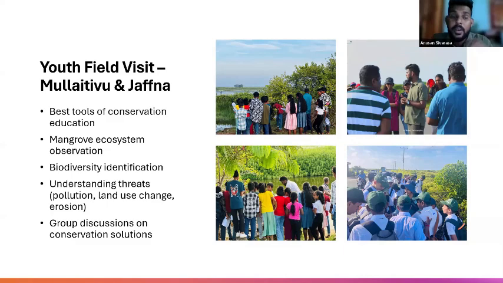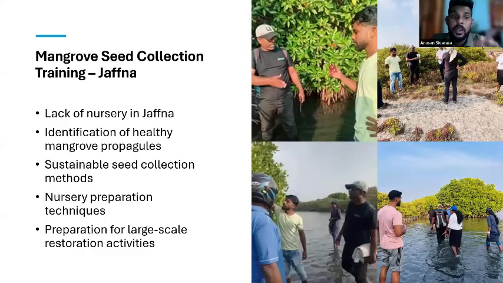Another activity is seed collection training, because at our restoration site there is no mangrove nursery, so we take mangrove seedlings from a little far away, from the Jaffna district. We observed that this is a lake community, so we could give the training to the community. If the community is willing to do restoration work like nursery production, they can do it, and it can be a livelihood improvement for them as well. During this training, we mostly focus on identifying healthy mangrove propagules, sustainable seed collection methods, nursery preparation, and preparation for large-scale restoration activities.